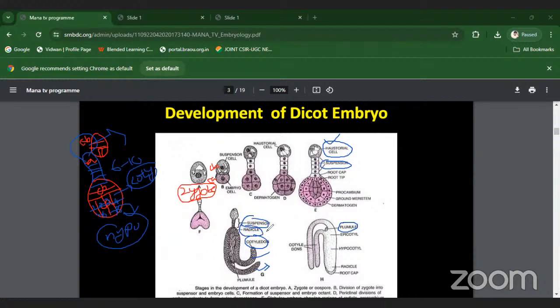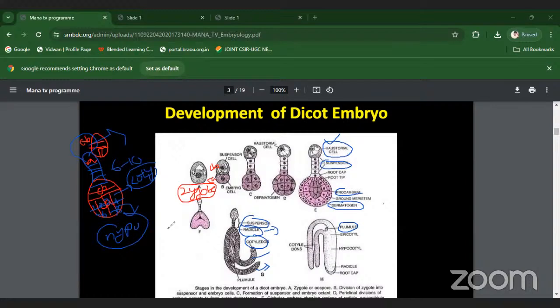The radicle region developed from the lower tier of the CA cells, out of eight from the lower side, the octant. And it does not stop at the octant. This octant also further divides and redivides, and they finally form the procambium region, ground tissue, and dermatogen. But before they are formed, root development occurs from the lower side: root cap, epidermis, cortex, and all other root parts.